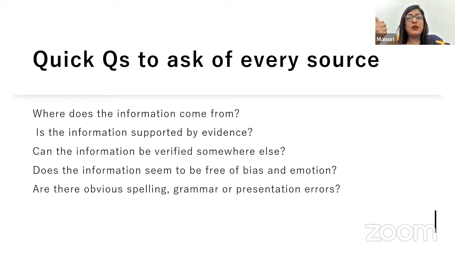Where does the information come from? Is the information supported by evidence? Can the information be verified somewhere else? Does the information seem to be free of bias and emotion? Are there obvious spelling, grammar, or presentation errors? So when you have to read and identify whether this is a reliable source or a reliable document.